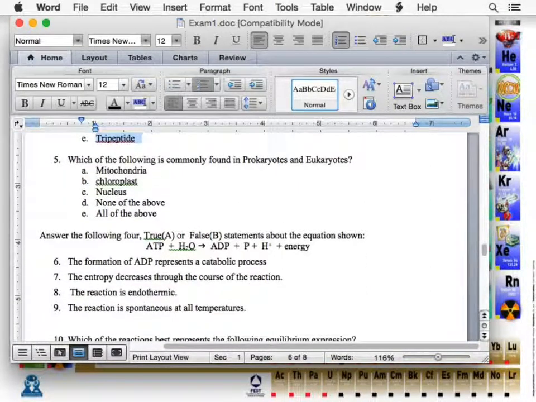Which of the following is commonly found in prokaryotes and eukaryotes? This is again a chapter 1 question. I definitely glossed over it. No. So none of them. It's none of the above. Mitochondria are solely eukaryotes. Chloroplasts also solely eukaryotes, and the nucleus also solely eukaryotes. Prokaryotes can do sun capturing, but it's not in chloroplasts.